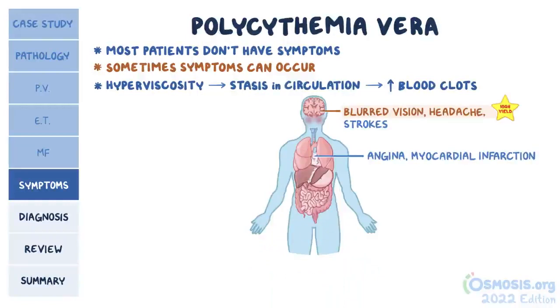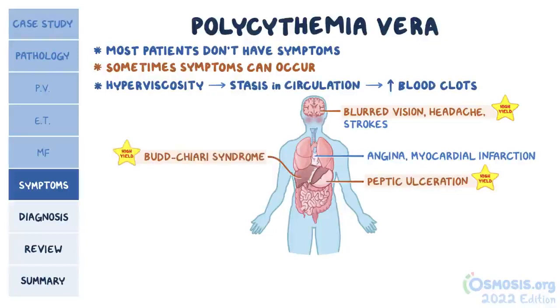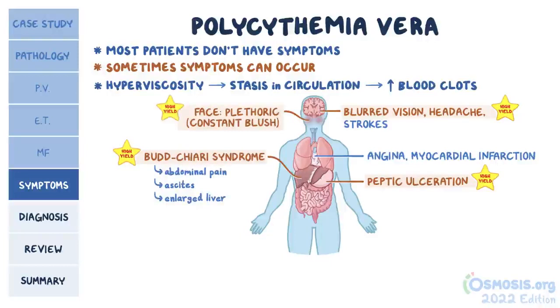Blood clots can also form in unusual locations, such as the stomach, where they can lead to peptic ulceration, or in the hepatic veins. They can result in Budd-Chiari syndrome, characterized by the triad of abdominal pain, ascites, and an enlarged liver. Also, the face can appear plethoric, which means a constant blush, because more red blood cells means more redness.